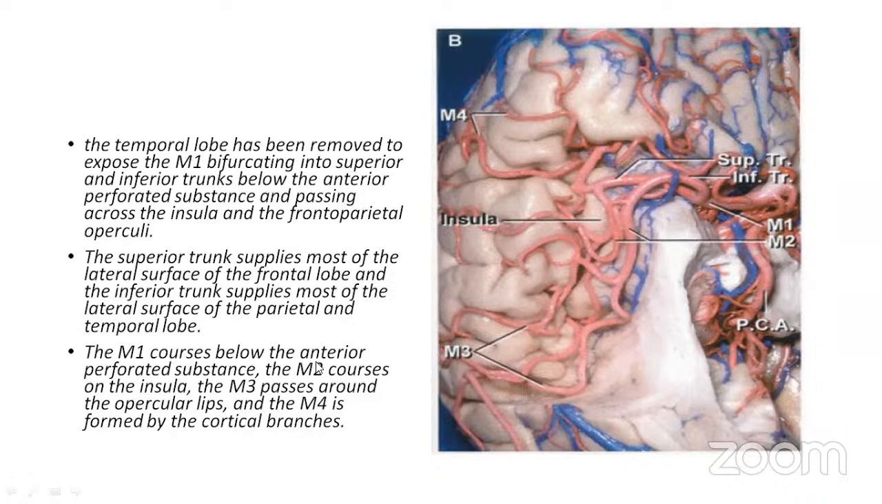The M1 courses below the anterior perforated substance that we studied previously. The M2 courses on the insula. The M3 passes around the opercular lips, and the M4 is formed by the cortical branches.